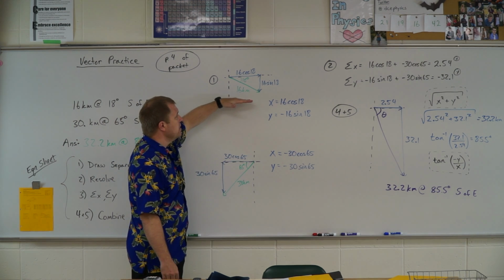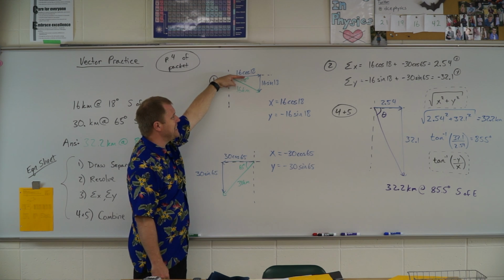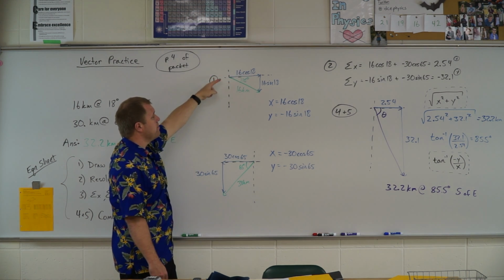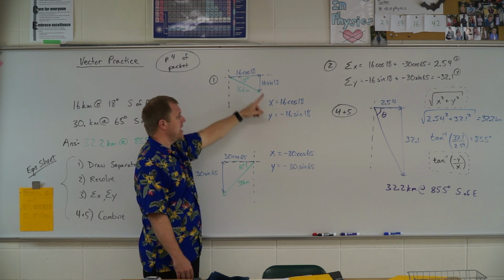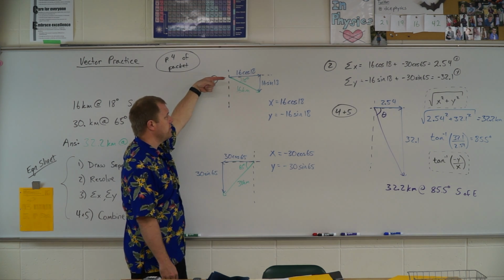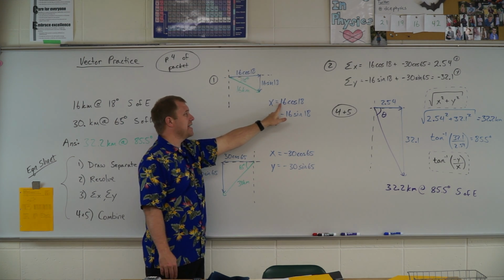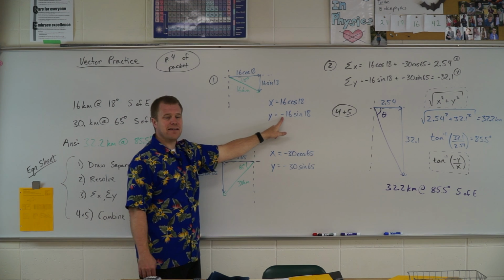So the first vector, 16 kilometers at 18 degrees to the south of east, okay? And I resolve it into its components, and then I list those two components. Now you'll notice it's pointing to the right, and then the other component is pointing down. So I indicate that as positive in the x, negative in the y.